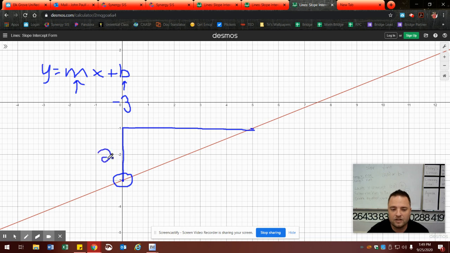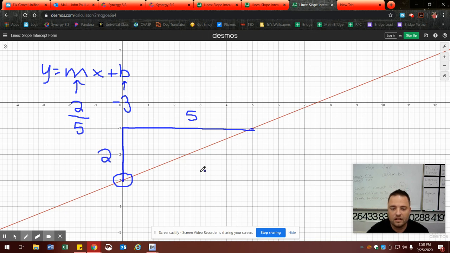This length is 2. This length is 5. Therefore, my run is 2. It's counting up 1, 2. My rise is 5. 1, 2, 3, 4, 5. So if slope is rise over run, my slope is 2 over 5.